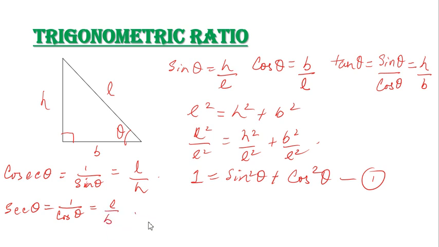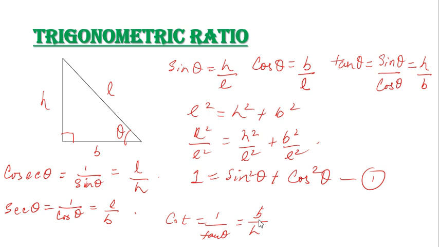Now the last of the trigonometric ratios is cot theta. What is the exact value of cot theta? Cot theta is 1 upon tan theta. We know the value of tan theta is H by B, that is, height upon base. If we reverse the value of tan theta, we get base by height.